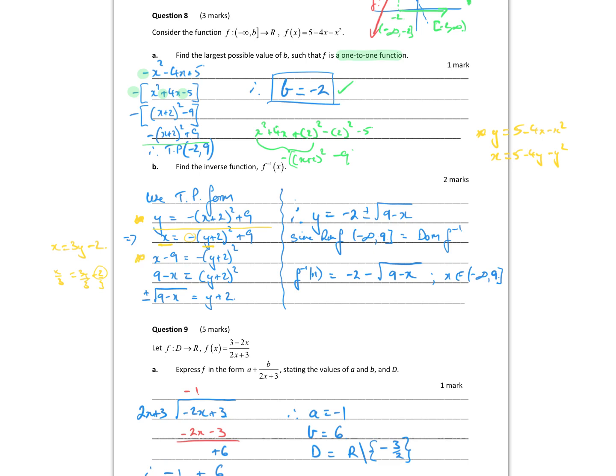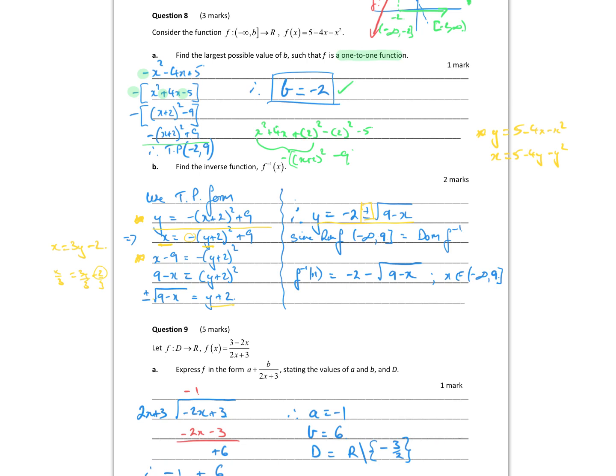So we get 9 across on the left-hand side, divide by the −1. So it becomes positive 9 negative x. Take a square root, so we get plus or minus, y plus 2. Take the 2 onto the left-hand side. I end up with −2 plus or minus the square root of 9 minus x. You need to make a decision about whether you're going to have the plus or the minus.